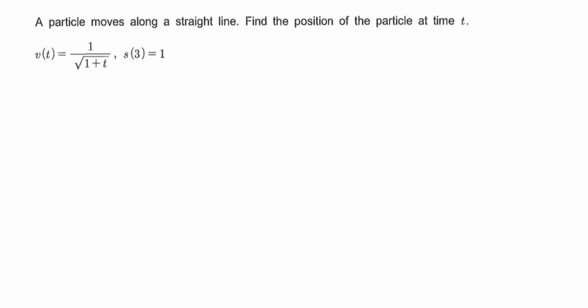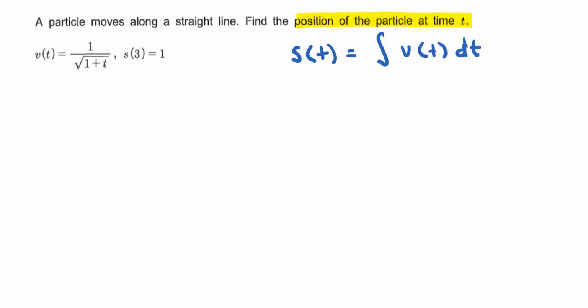Let's move on to the next homework problem. For this question, I have a particle that moves along a straight line, and I need to find the position function of the particle at time t. Just remember, when you're trying to find the position function, s of t, the position function is really just the antiderivative of your velocity function with respect to the variable t.